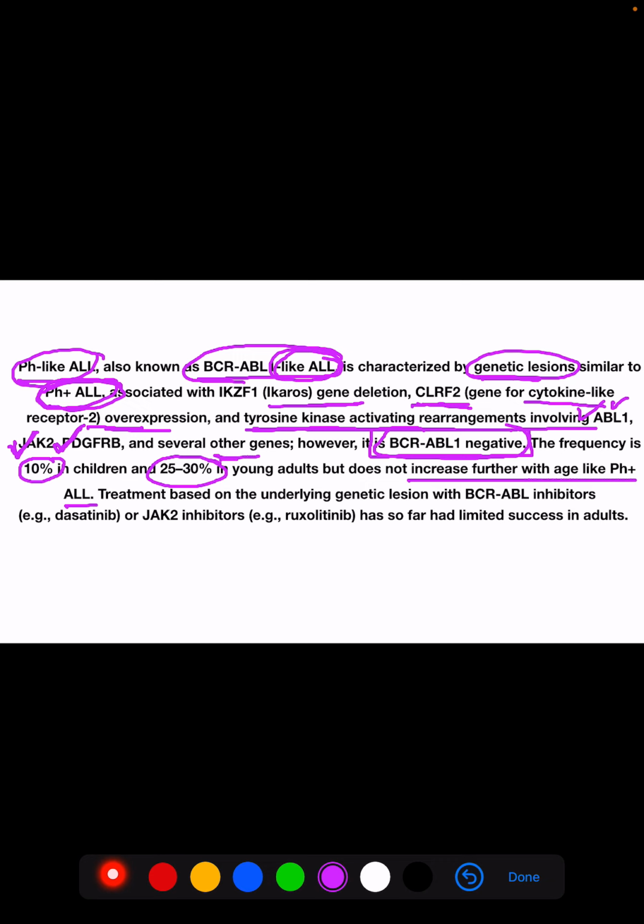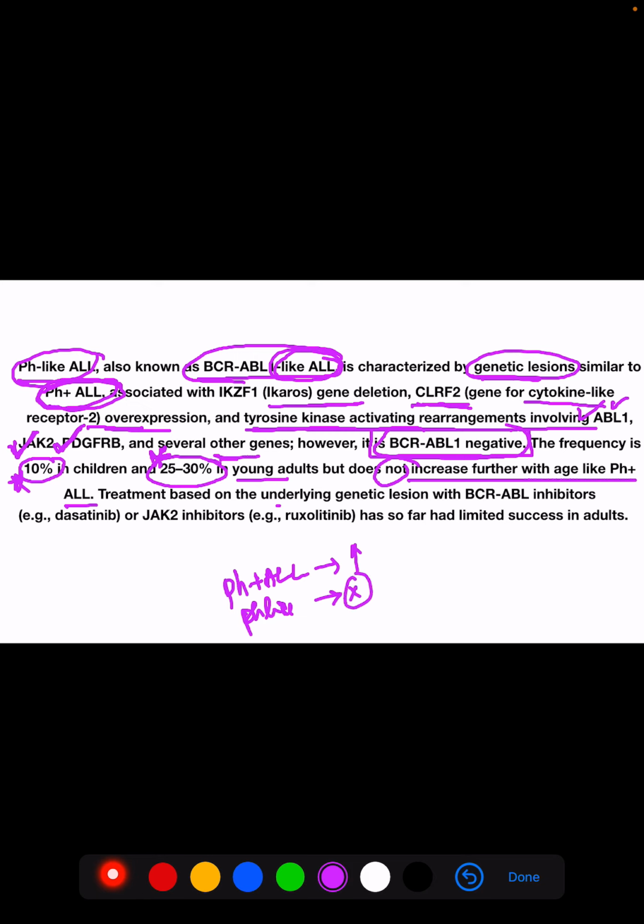Frequency of Philadelphia-like ALL is 10% in children, 25 to 30% in young adults, and it does not increase further with age, unlike Ph positive ALL. That increases with age; as age increases, so this also increases. But Philadelphia-like ALL does not increase with age.